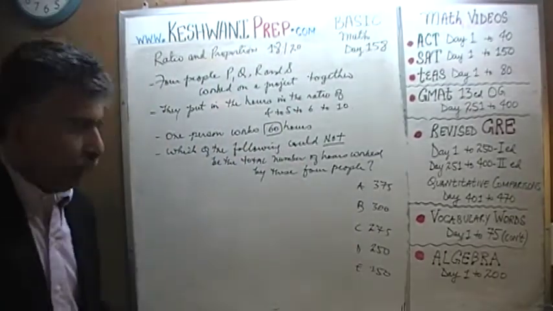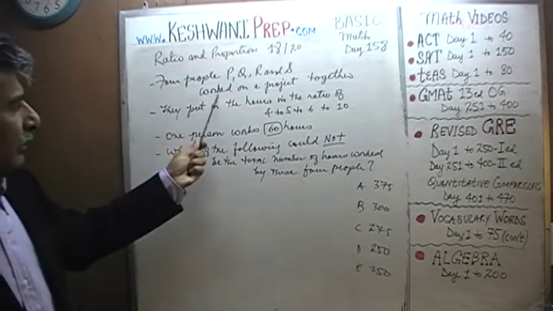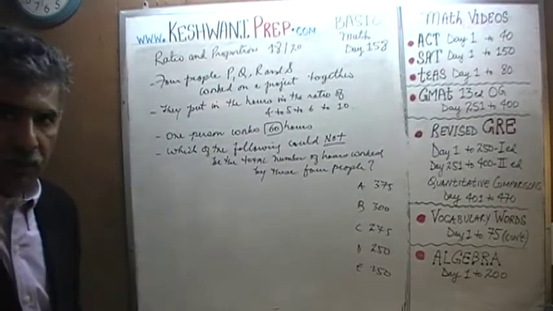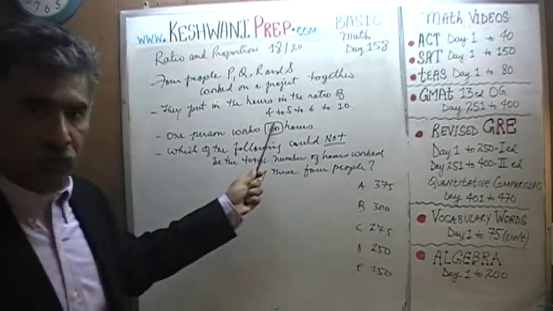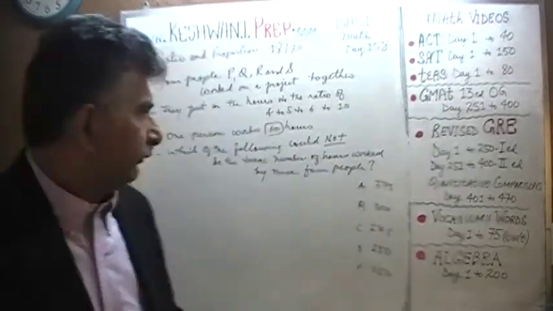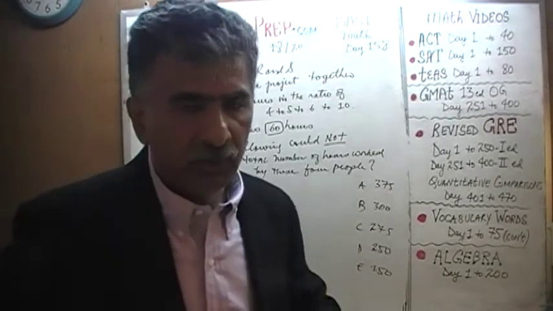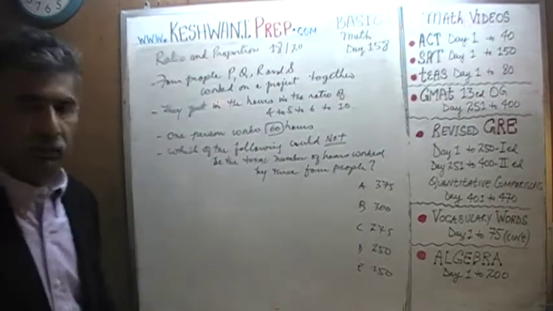We are told that we have four people, P, Q, R, and S. They work on a project together. We are told that they put in the total hours in the ratio of 4 to 5 to 6 to 10. We are further told that one person worked 60 hours. One of these four people, we do not know who, has worked a total of 60 hours.